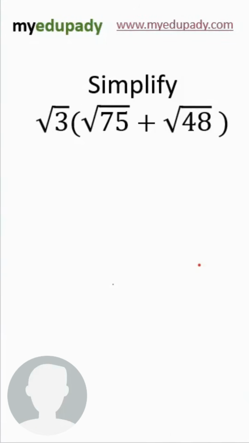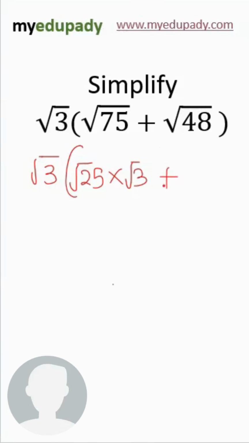I'm going to look for a number that can divide 75 such that one of them is a perfect square and one is not. And interestingly, that number is 25 and 3. So I'm going to say root 3 into root 25 times root 3. I know 25 times 3 is going to give me 75, and I know that 25 can be written as 5 to the power of 2. That's a perfect square. The same thing applies here, I know that 48 can be 16 multiplied by 3, so this is also root 16 times root 3.